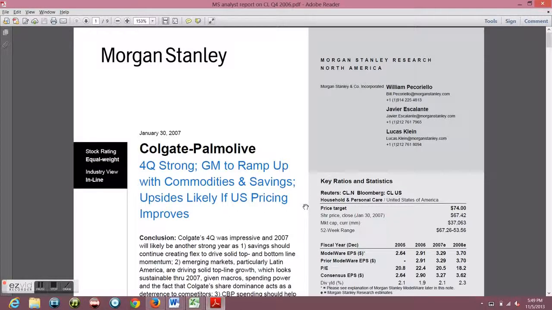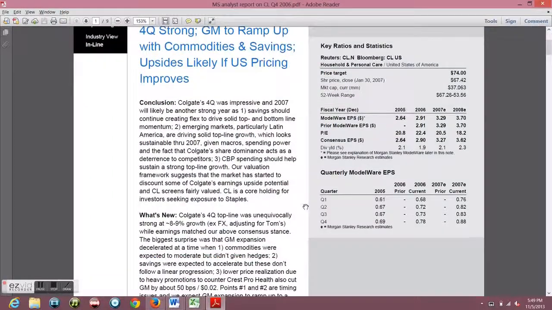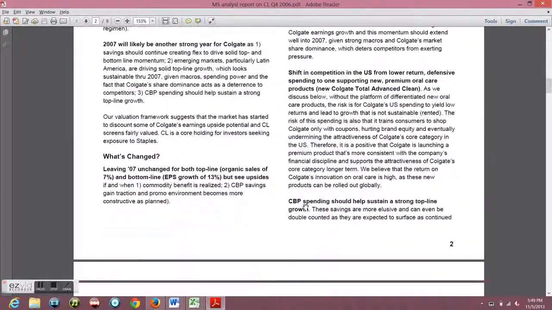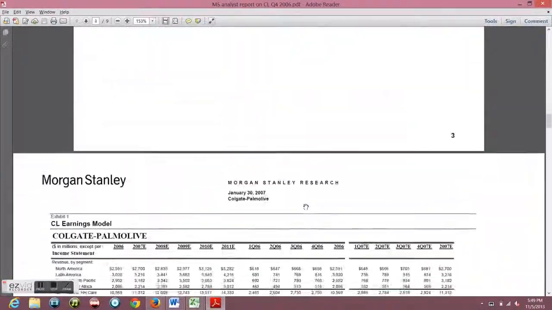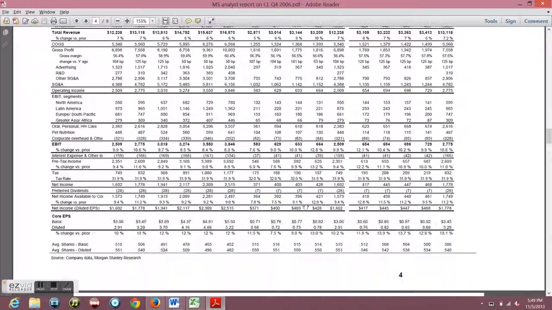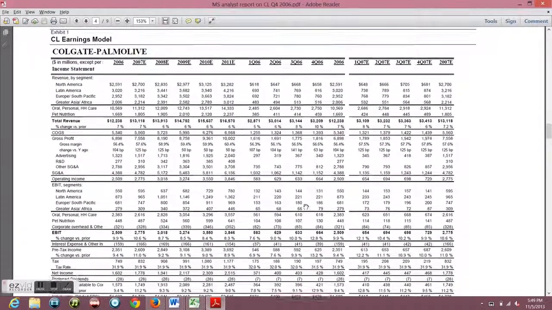Once you have that open, you'll see that a group at Morgan Stanley focuses on the industry that Colgate is in, on what exactly they're doing, what they're planning on doing, and where they think, from their expertise, the company is going to go. But the page we're going to worry about the most is page 4. These are all of the assumptions that they made.